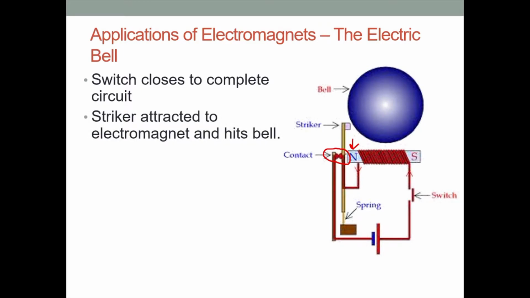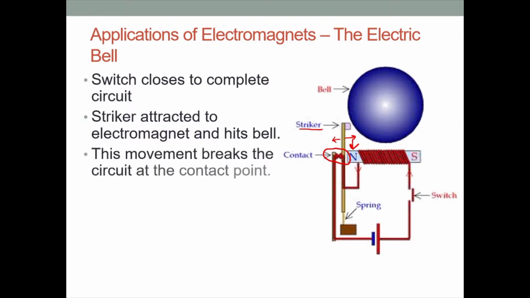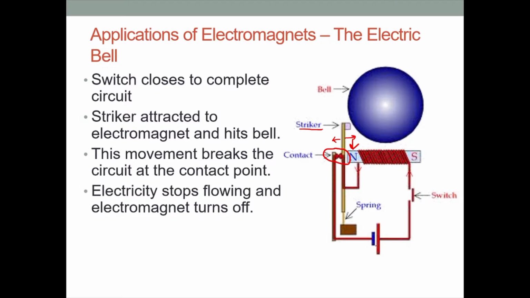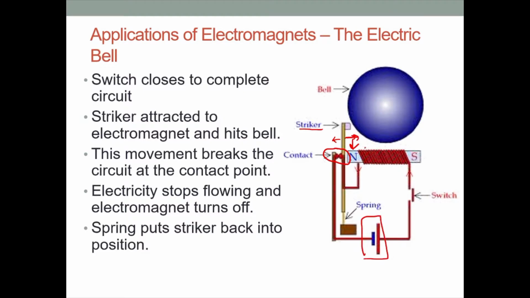Now when it does that, the contact point is broken, so the current stops, and then the striker will reset, close the circuit again, which will turn the electromagnet on. The striker moves this way, hits the bell, circuit stops, magnet turns off, and this repeats until the power source of the electric bell is turned off. So this is kind of a neat way that you can use a controllable magnet to do some simple task. Right, so there's a couple of kind of mundane applications of electromagnets.